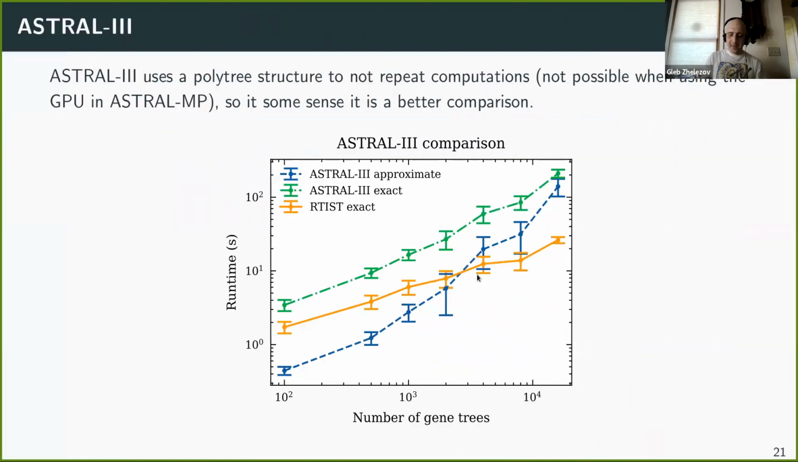When we submitted this for publication, we found out something that I personally didn't understand, but I now know. And it's that Astral 3 actually uses a polytree structure to not repeat computations. And so in some sense, it attempts to do a similar thing to overcome these complexities. So we decided we'd benchmark it against Astral 3 as well.